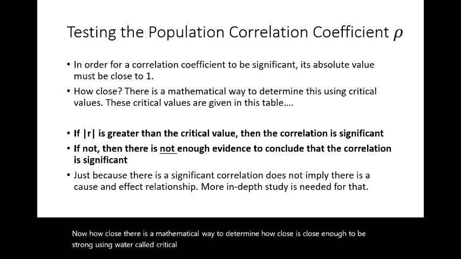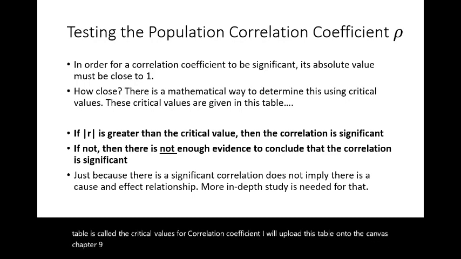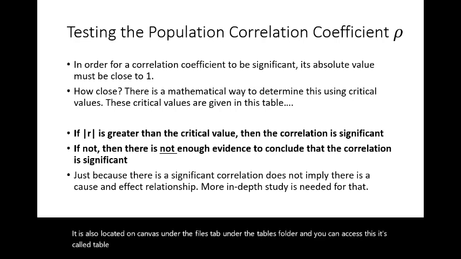The critical values are actually in a separate table. The table is called the critical values for the correlation coefficient. I will upload this table onto the Canvas Chapter 9 module so you can access it there. It is also located on Canvas under the Files tab, under the Tables folder. You can also access it, it's called Table 11, in MyStatLab itself, and you will be able to access a picture of this table on your MyStatLab homework.